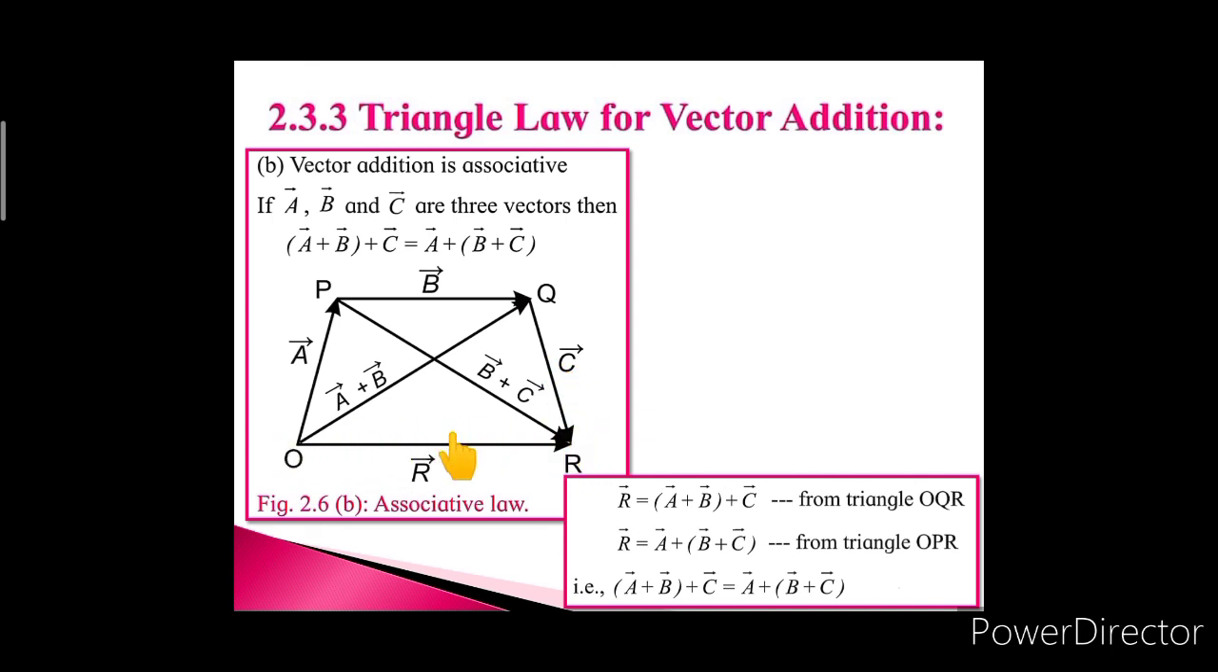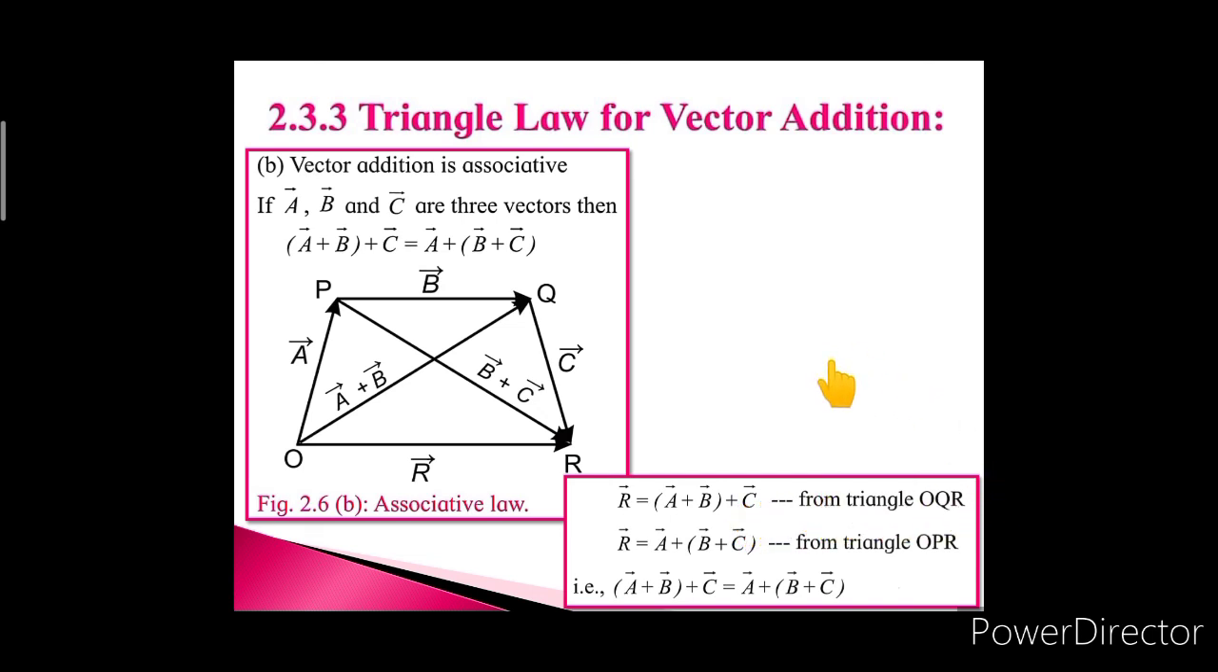The resultant of the addition of these vectors is given by the third side of the triangle, starting from the first point of the first group, vector A plus vector B, and ending at the end point of the vector C. So here the resultant R we are getting as vector A plus B plus vector C. So from the triangle OQR, we are getting the final resultant of the addition of the three vectors, and the value of the resultant is vector A plus vector B plus vector C.